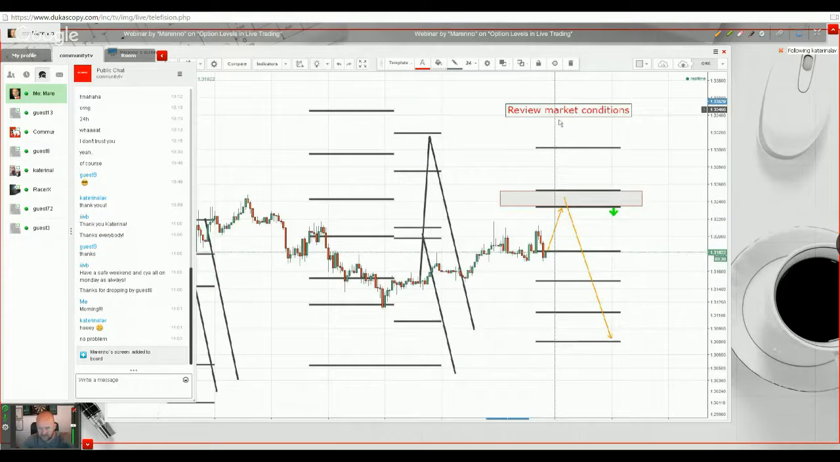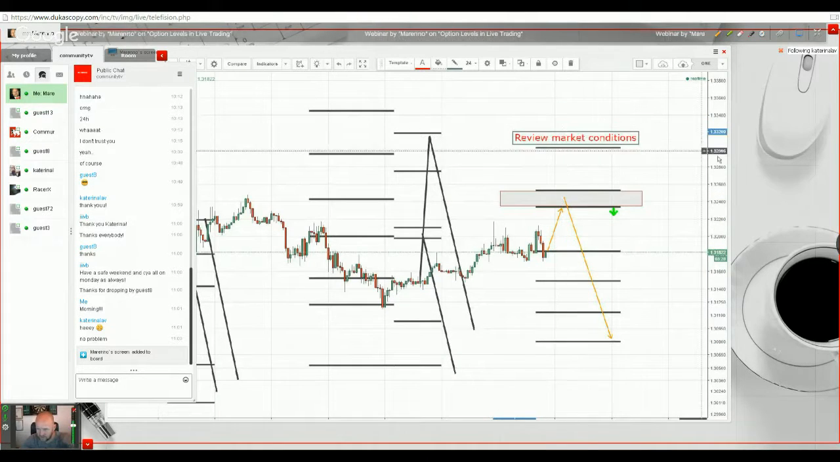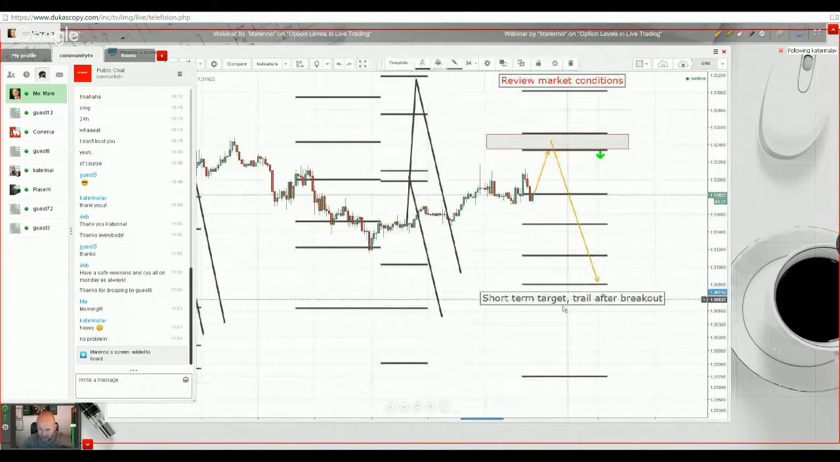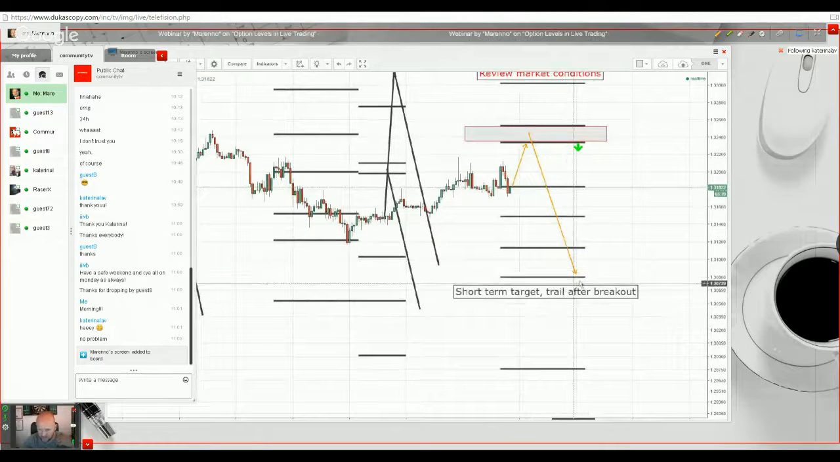Review market conditions just around this level at 1.3300. So the short-term target is about here. Well, in case it is broken, then the next target is just here.